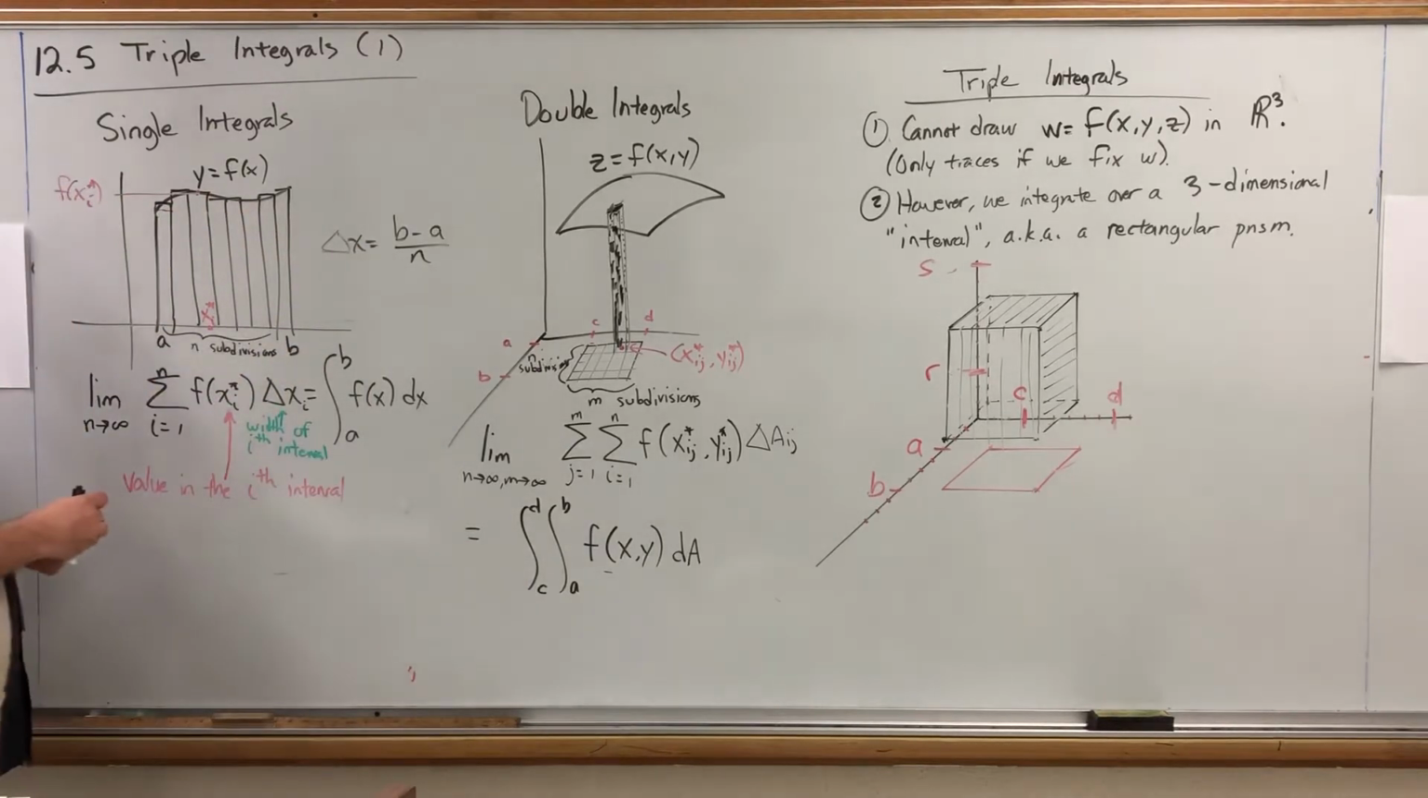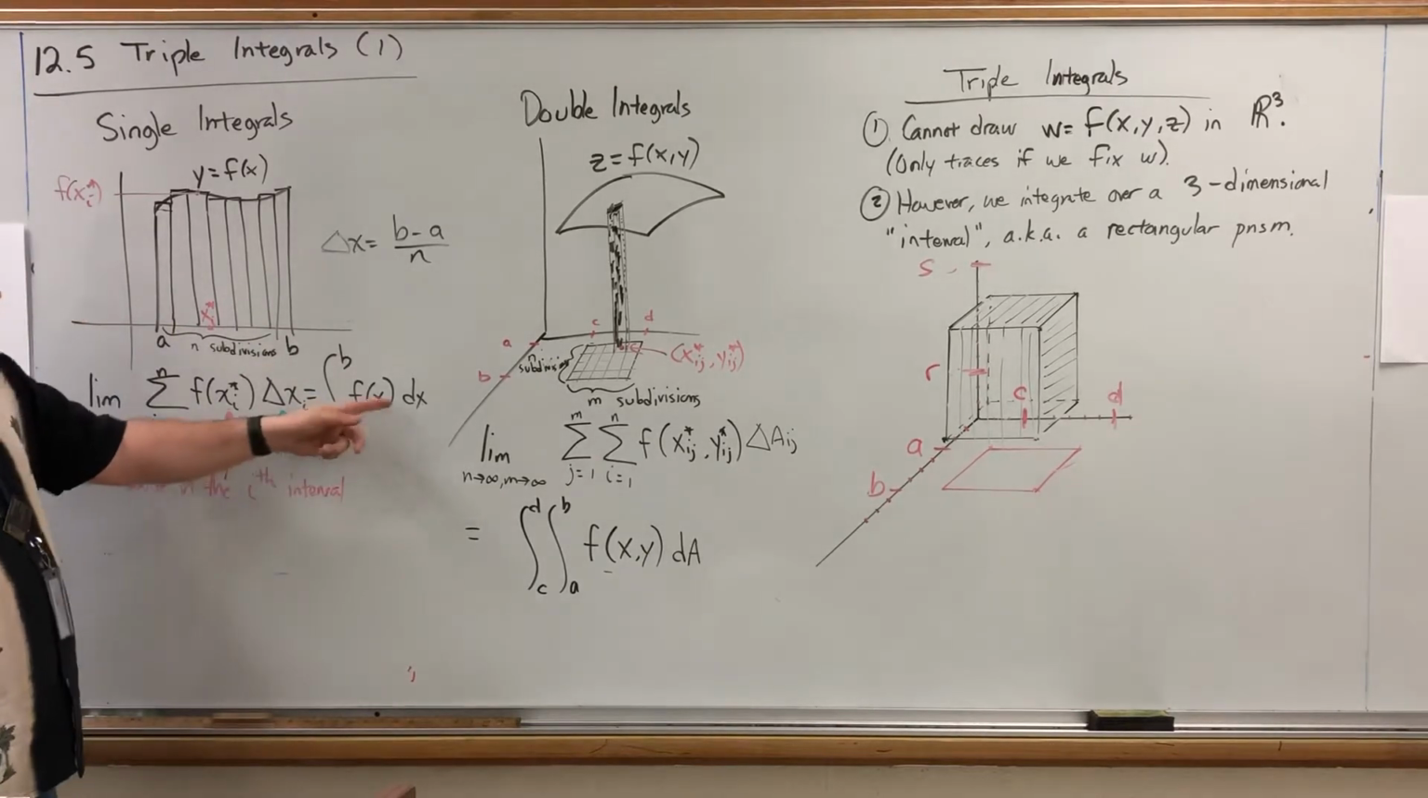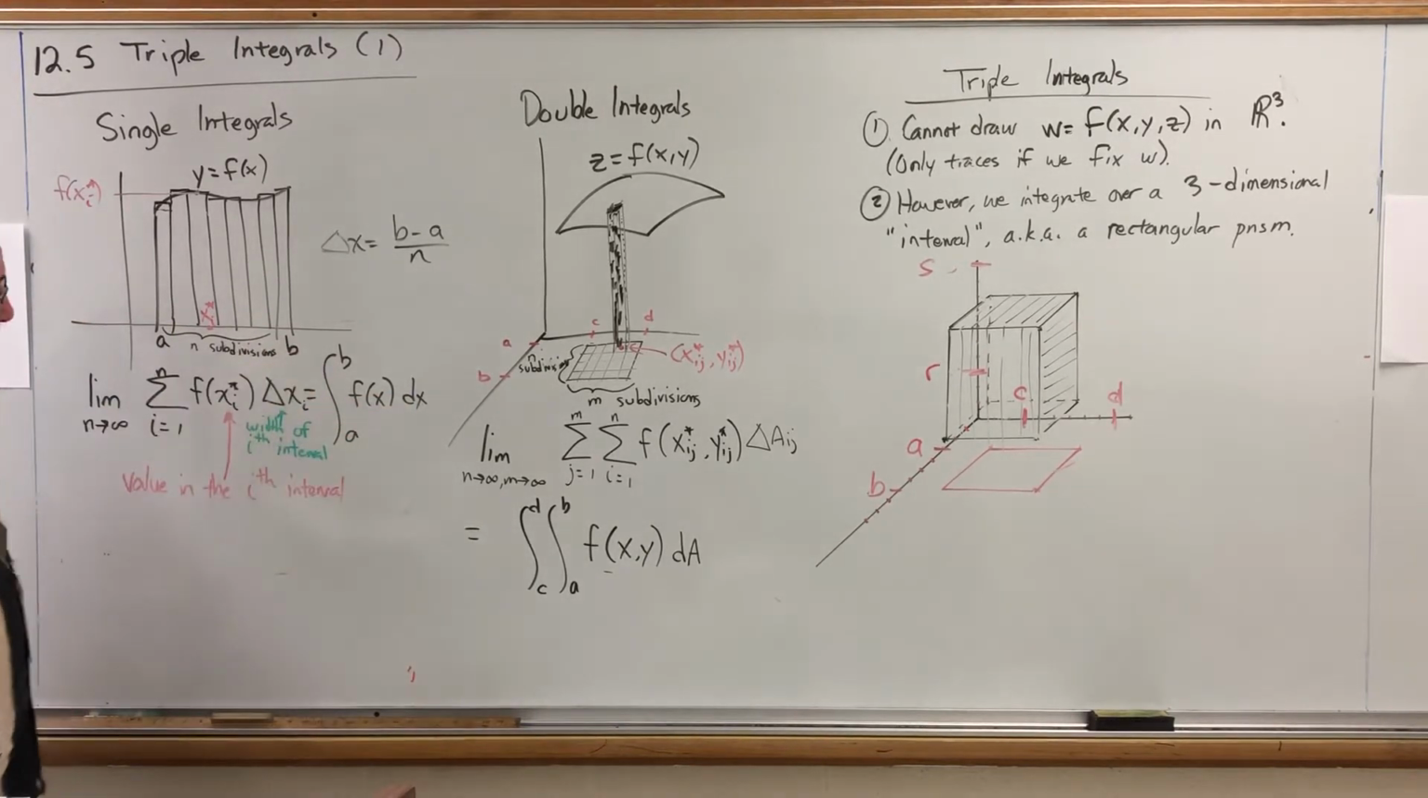Anyway, you set up that Riemann sum, and then it morphed into the definite integral of f of x dx integrated from a to b.